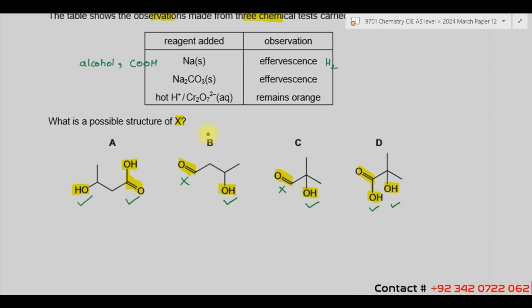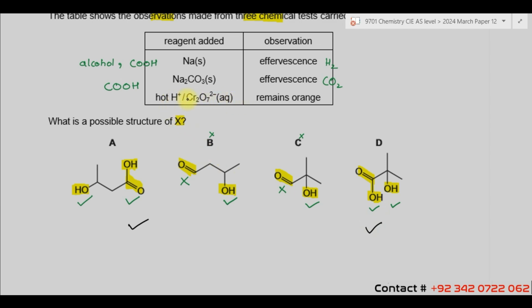Let's look at the second option. We have sodium carbonate. Sodium carbonate can react with acid because acid plus carbonate gives salt, water, and releases CO2 gas. So this CO2 gas is the effervescence. So let's see which one has COOH. This one has COOH. This one has COOH. The third part is oxidation.